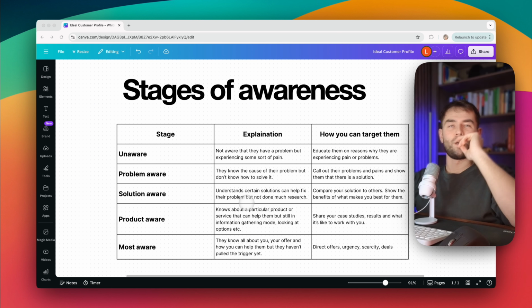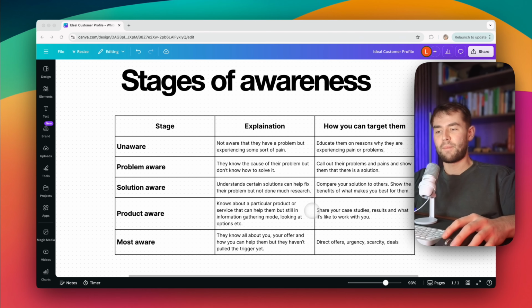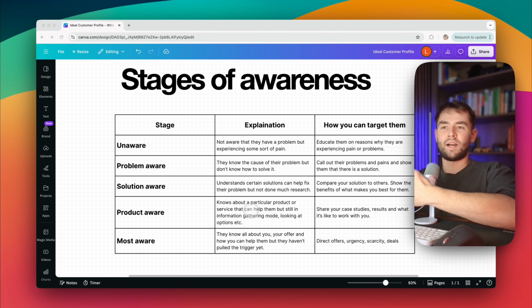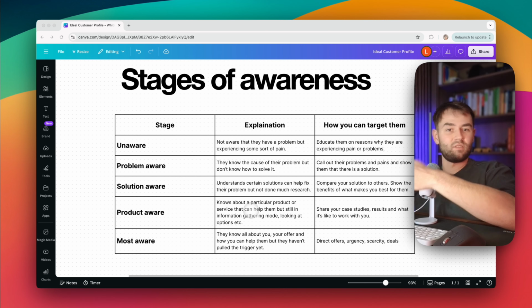So we can target the solution aware people with comparing your solution to others. So show the benefits of what makes you the best option for them. Okay, so this could be looking at Ozempic versus going to the gym versus getting a personal trainer versus liposuction surgery versus fasting, anything like this. They're all different solutions.